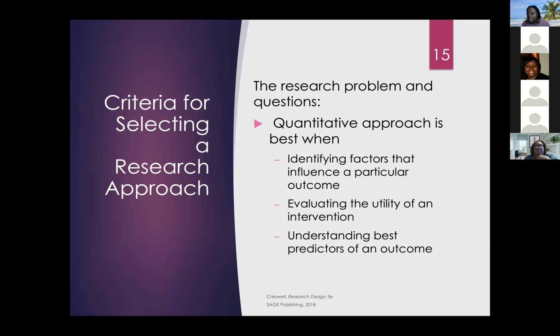Now, criteria. I think this last set of slides here are really about the criteria that you use for selecting a research approach. And when, in terms of a research problem and your research question, you would typically use a quantitative approach when you're trying to identify factors that influence an outcome. You're trying to evaluate an intervention, or in this case, you're trying to understand the best predictor of a particular outcome.